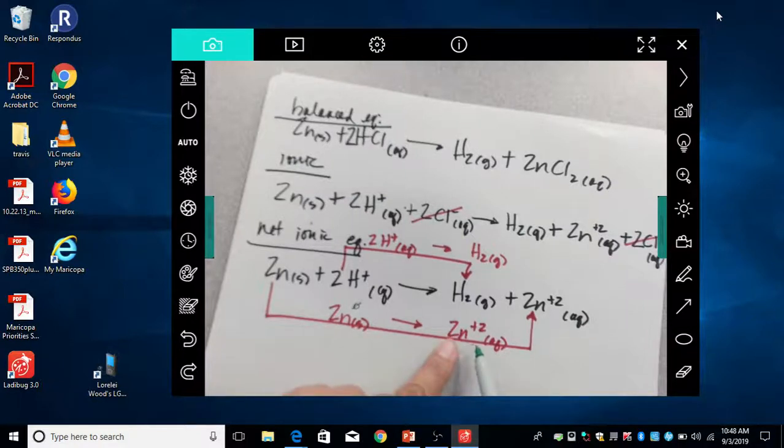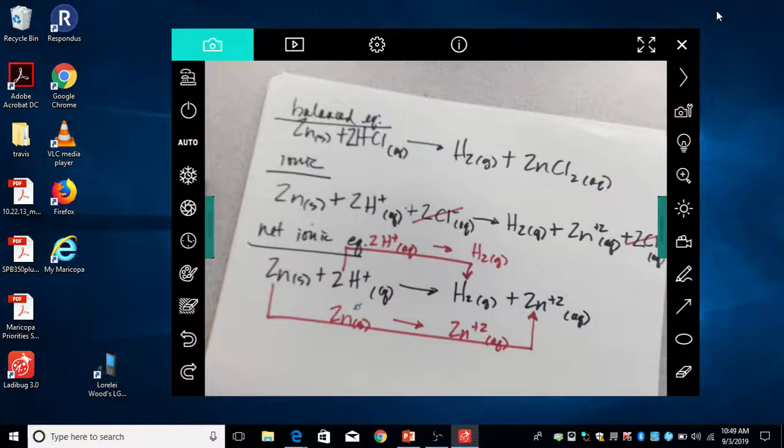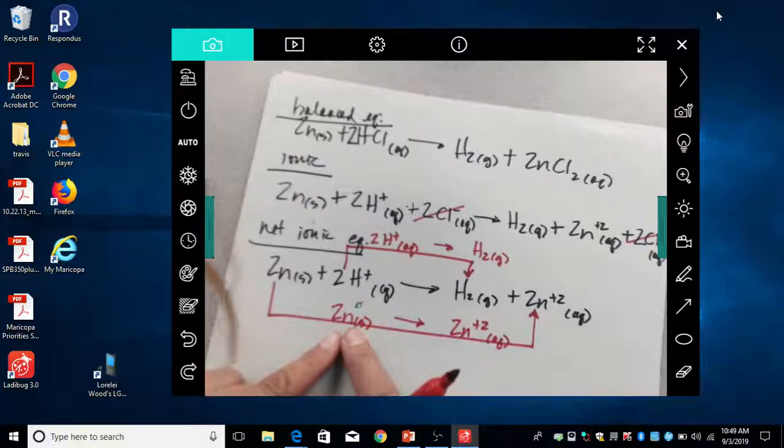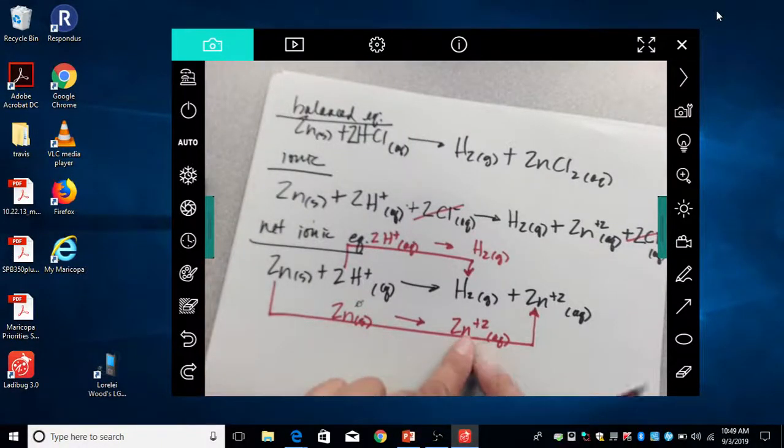A zinc ion in aqueous solution, what did this zinc atom have to do to become this zinc ion and go into aqueous solution? Had to lose 2 electrons. So would I put the 2 electrons that are lost on the reactant side or the product side? The product side, because this is the thing that started out that had all of its pieces. And when it broke up into its component pieces, I have to show what component pieces it broke up into.